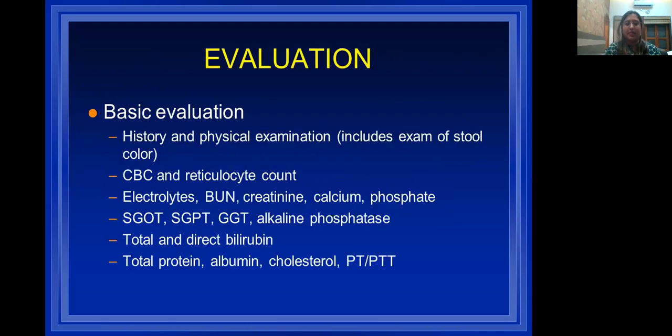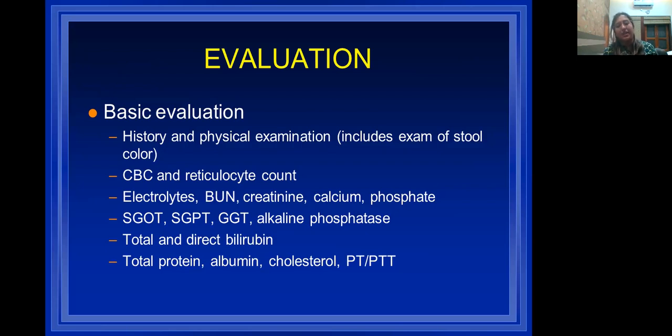Now, coming to basic evaluation. In evaluation, the first step is going to be history and physical examination. From what age after birth has the child been passing what color stools? Have there ever been pigmented stools at all, or have they always been acholic stools? From when have they noticed jaundice? Did the jaundice ever subside? Has there been any familial incidence, any previous sibling who had the same complaints, etc.?